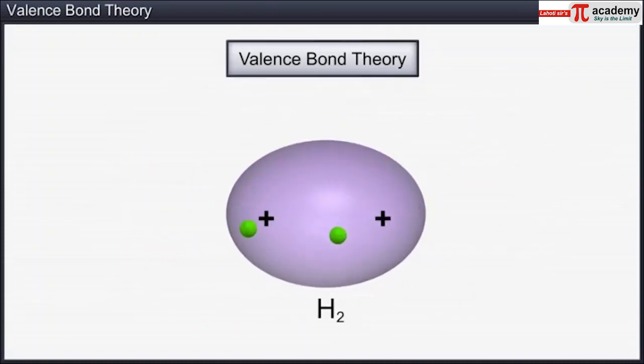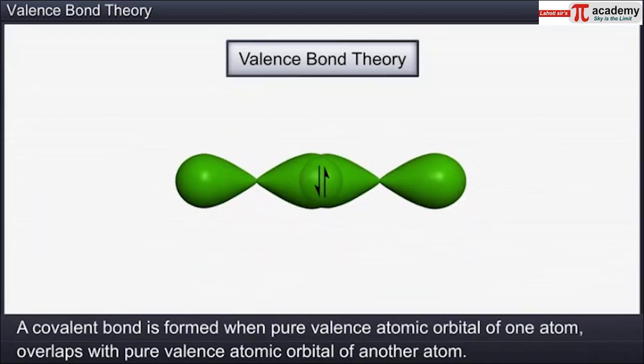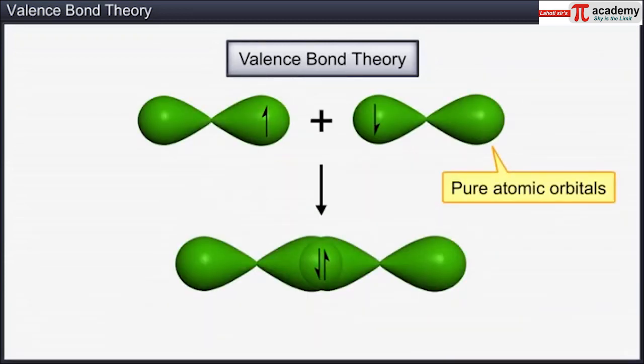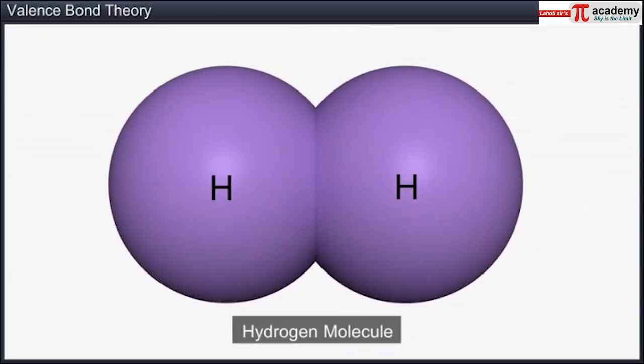According to this theory, a covalent bond is formed when a pure valence atomic orbital of one atom overlaps with pure valence atomic orbital of another atom. Each of the overlapping orbitals contains the unpaired electron of opposite spin. The electron pair is shared by both the atoms. The strongest bond is formed when the orbitals of the two atoms overlap to the maximum extent. Let's explain the formation of hydrogen molecule on the basis of this theory.